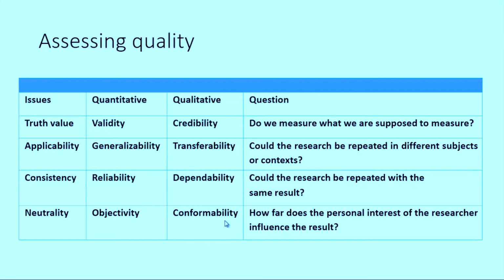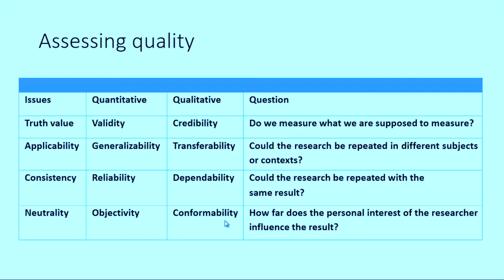We can also measure the applicability of this finding. In quantitative, we know the generalizability or external validity. In qualitative study, there are also criteria for that, which we call transferability. And that relates to the question whether the research can be repeated in different subjects or different contexts.